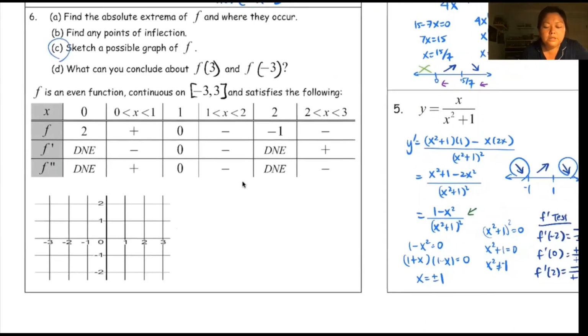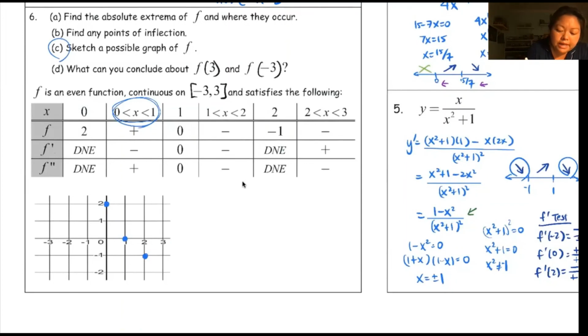So the easiest way to go about this is to look at the points and learn how to read the points. You have a point here at (0, 2), a point at (1, 0), and a point at (2, -1). So those are actual points, okay? Then you need to figure out the next piece. What does my graph look like? In between 0 and 1, what does my graph look like?